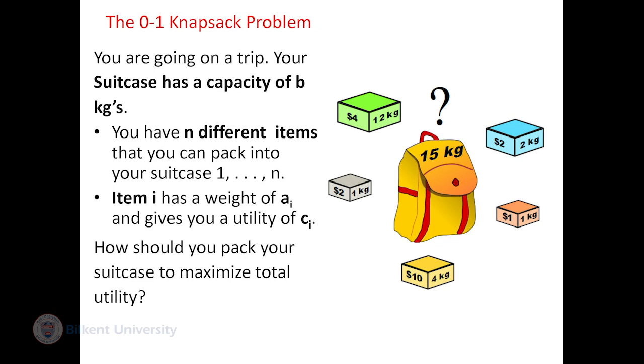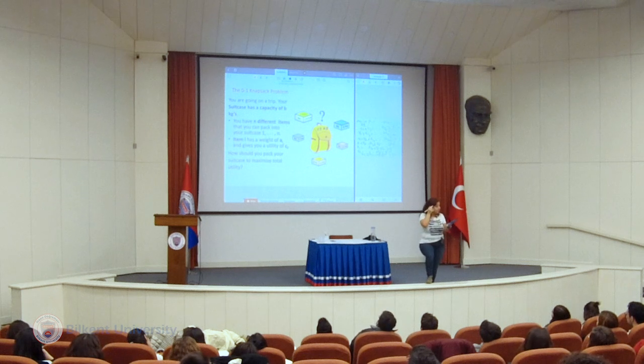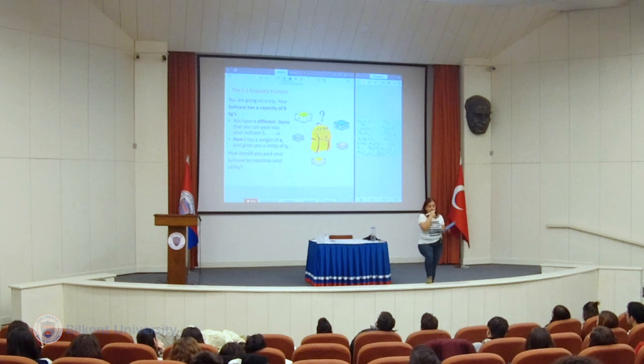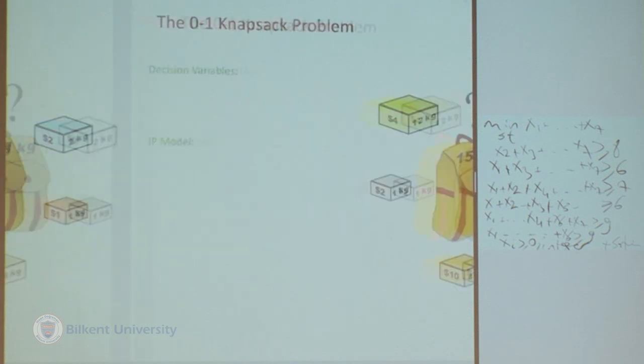But anyway, so you have a knapsack with a capacity of B kilos, all right? And you have different items that you want to put into your bag. Every item has a weight and a utility for you. If you carry that, it gives you something. So how would you pack your backpack so that your utility is maximized? What do you think the correct decision variable here is?